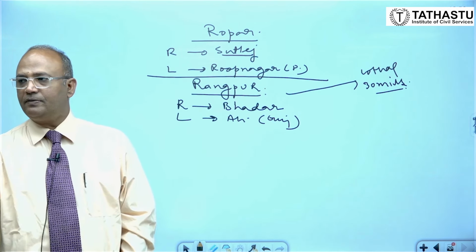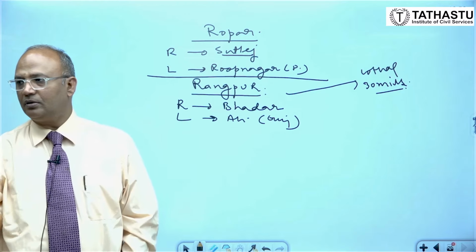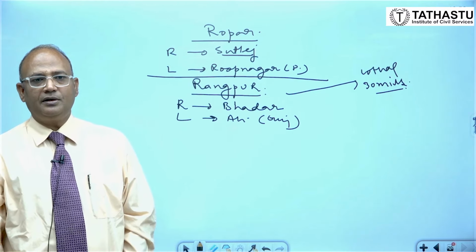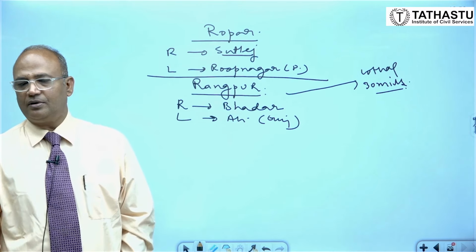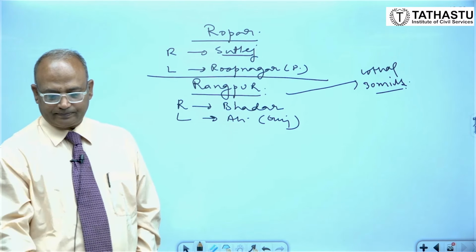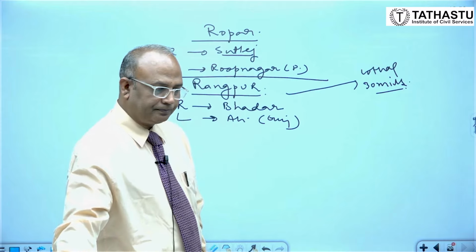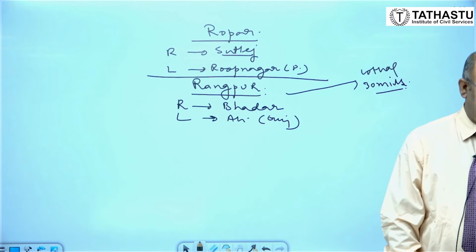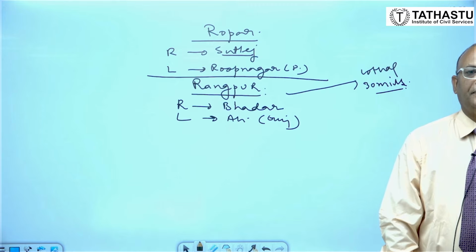That's why one evidence is very common to Lothal as well as Rangpur. One evidence is very common. And that evidence is rice husk. Very good. Rice husk. So these are the important sites of Harappa.